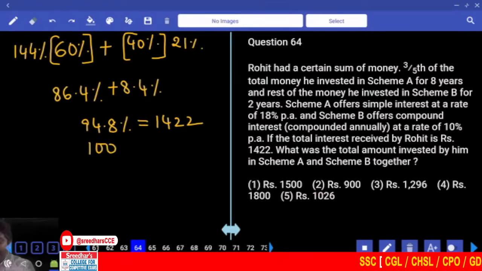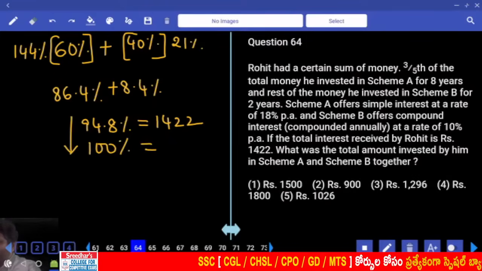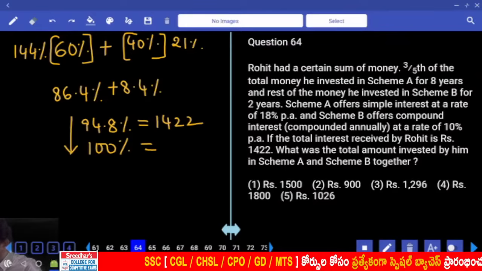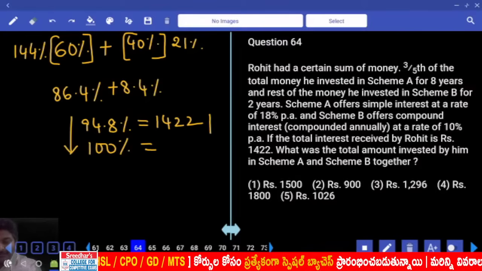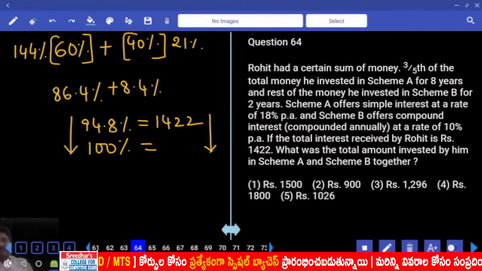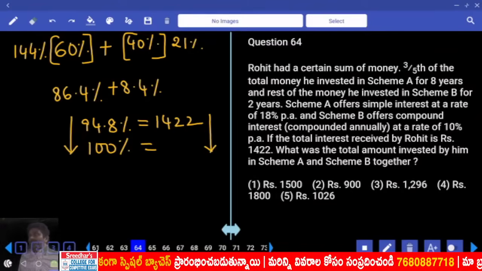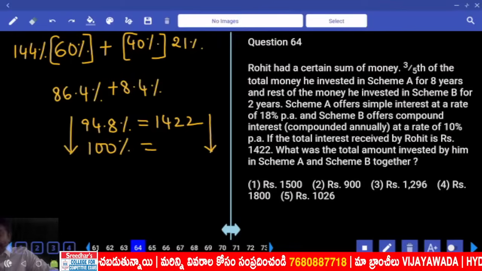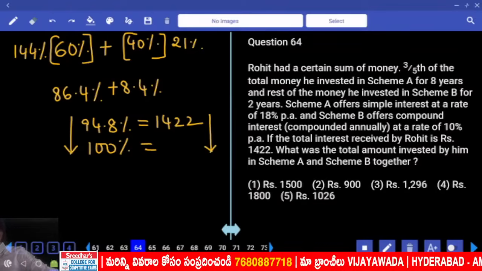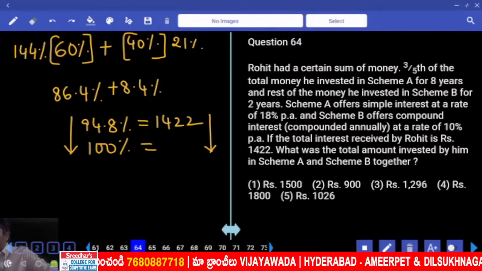And we need the principal in both cases, which is 100%. Just observe the numbers vertically, approximately 95. 94.8 I am taking as approximately 95, becoming 100. Yes? And our answer should be a little bit more than 1422. And the 100% value should always be a round figure, right? So the answer must be more than 1422 and should be a round figure. Go to the options. How many are there? Only one.